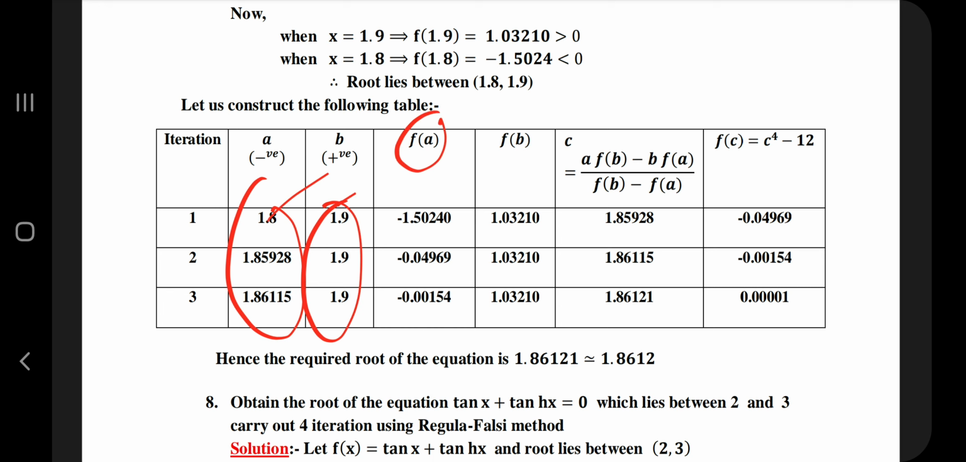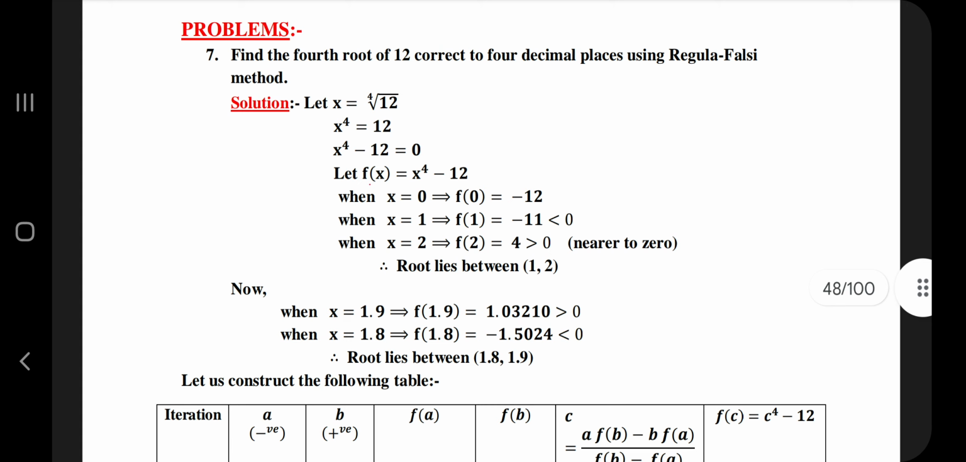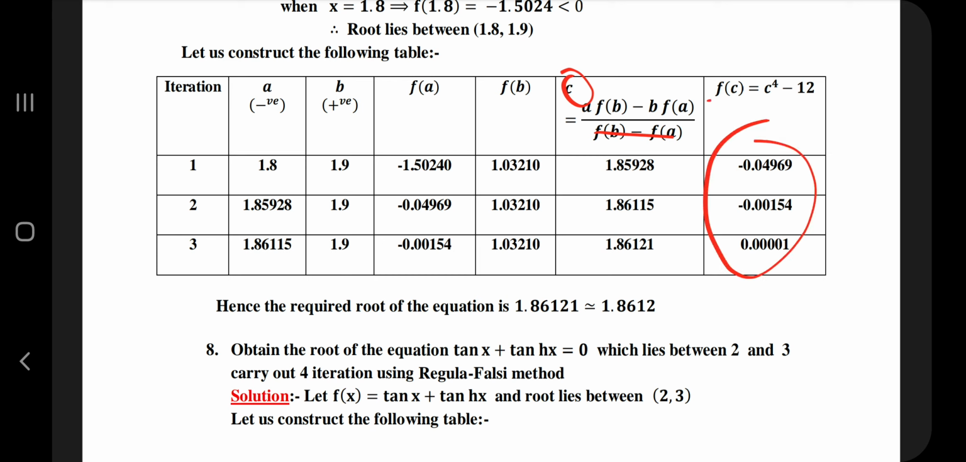1.8, 1.9, f of a, f of b, that is already defined here. What is f of a and f of b? You have to substitute a and b in the place of x here and find out the answer. Calculate c by using this formula and calculate f of c. Whatever answer you get for c, apply that in the f function, and you'll get one answer.